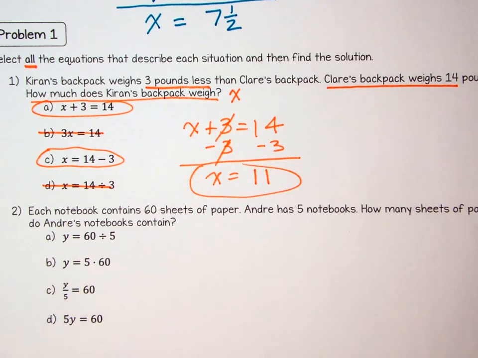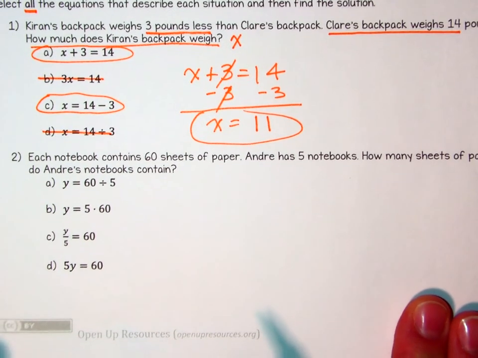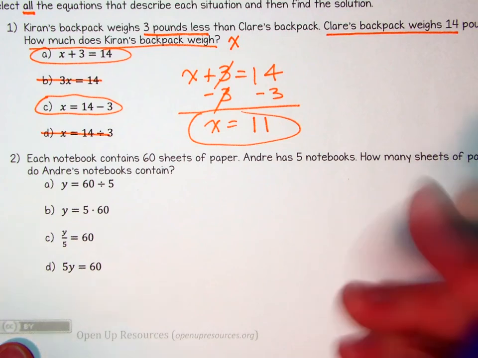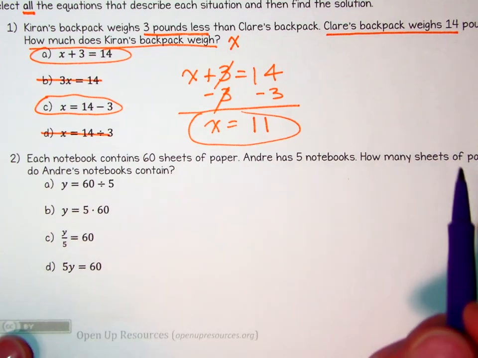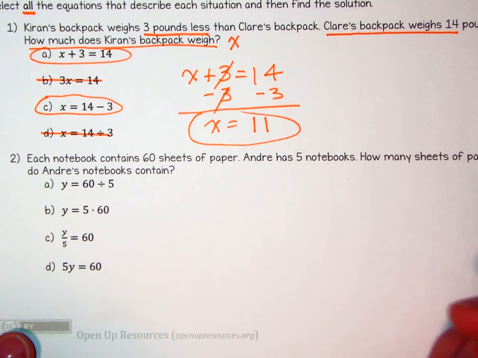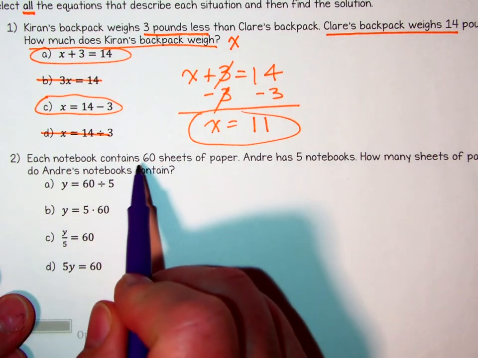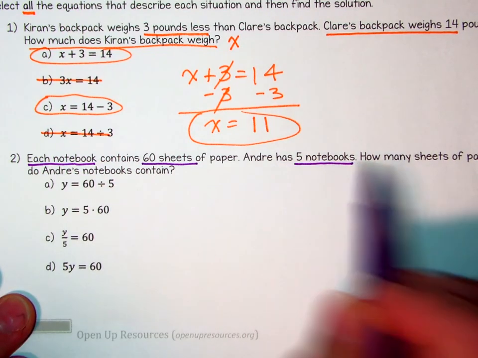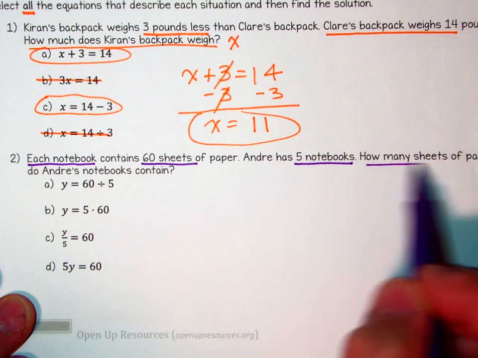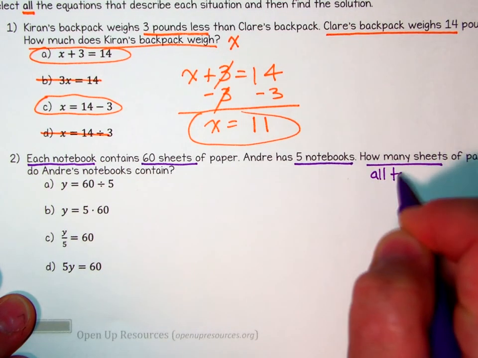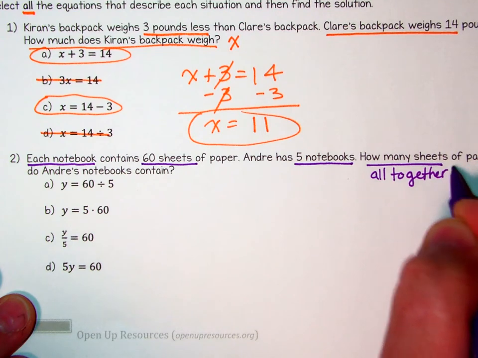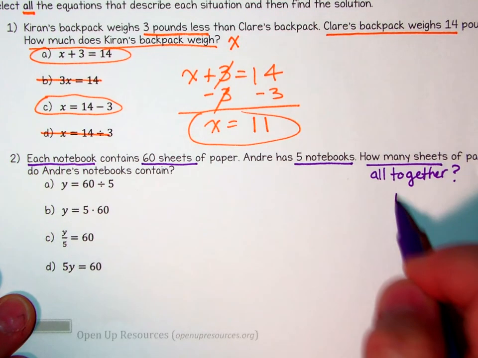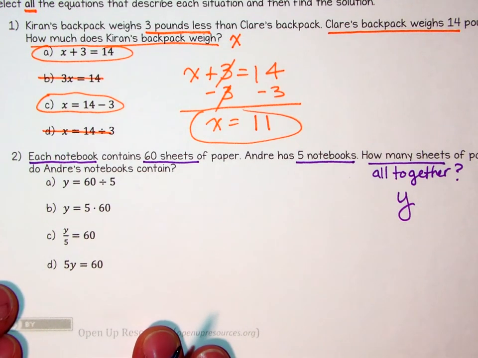All right, moving on. Number 2. Each notebook contains 60 sheets of paper. Andre has 5 notebooks. How many sheets of paper do Andre's notebooks contain? So I think they need all together. They already told us that each one contains 60. So, each notebook contains 60 sheets. Andre has 5 notebooks. How many sheets altogether is what we're trying to figure out. And so that's our unknown, and in this set of equations it's being represented by y.